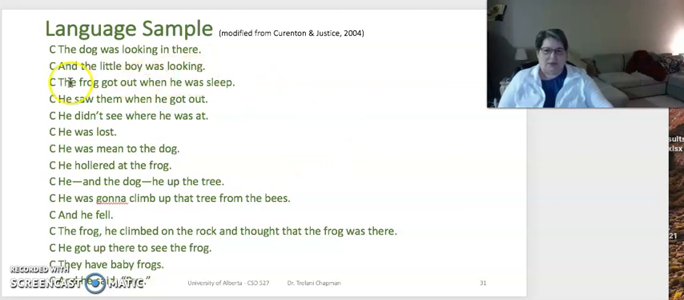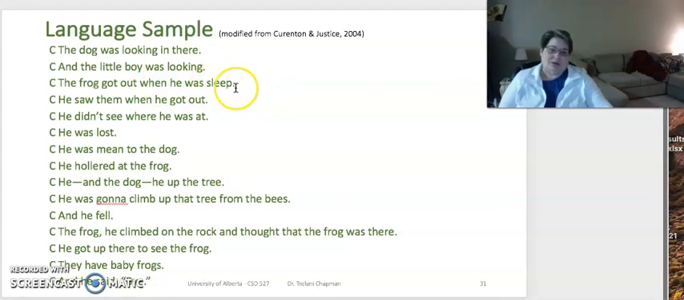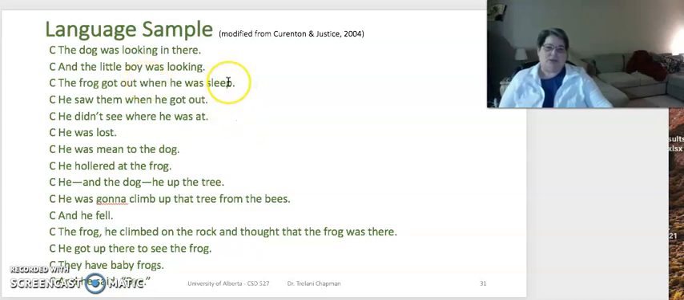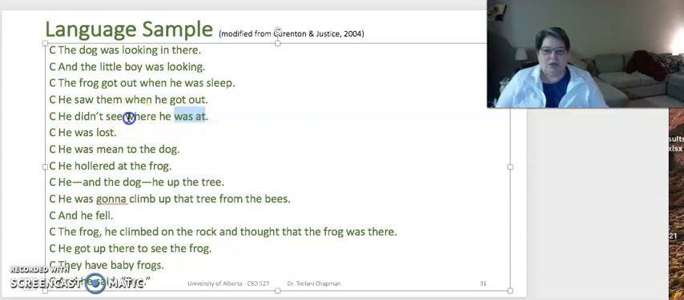We also see that we have some embedded clauses. So the frog got out when he was asleep. So "when" is a subordinate conjunction, and "he was asleep" is our dependent clause because it can't stand on its own. And we see another one here. So this child is using complex syntax.